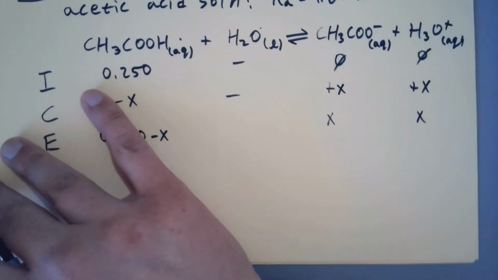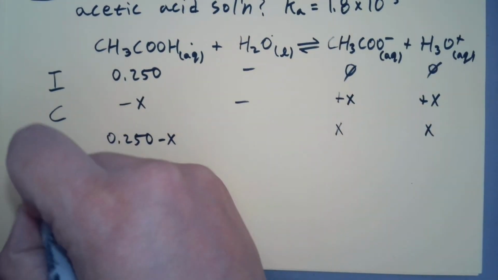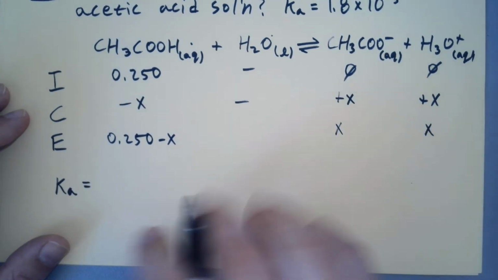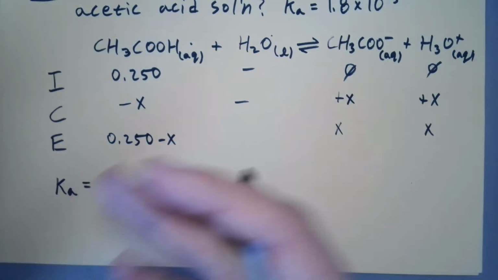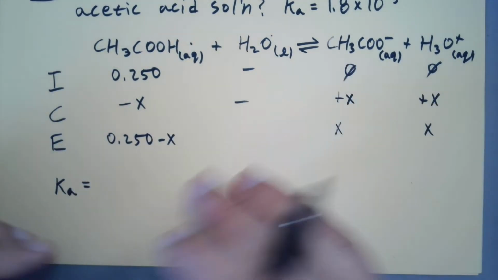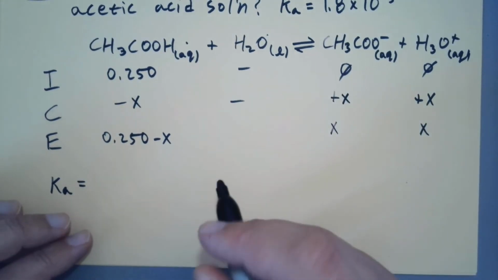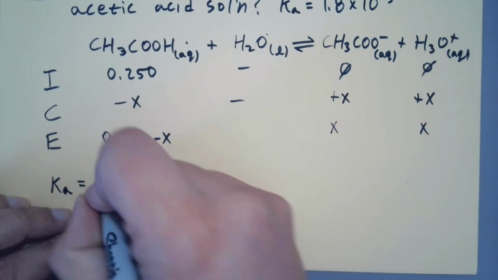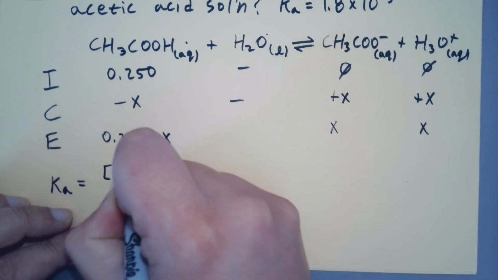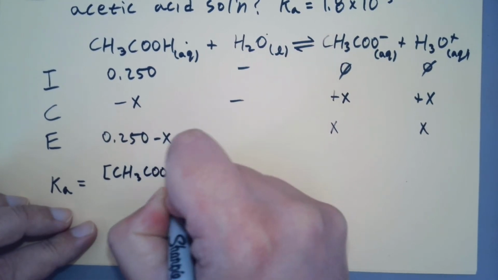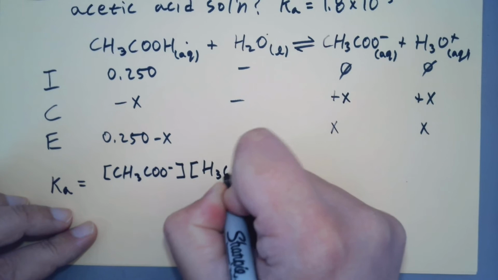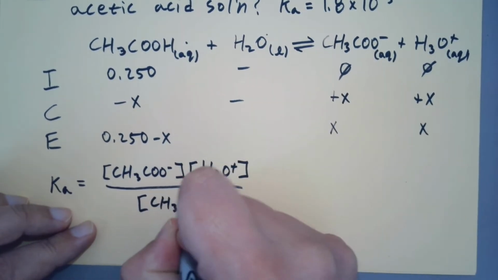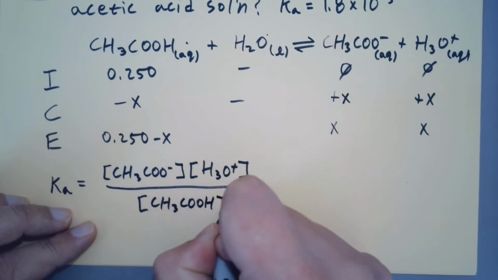Okay, and now I write my expression for Ka. So this is just like last week. A little different here. I just write Ka instead of Keq or Kc or something. Not the end of the world. And so what have I got? I've got this times this divided by this. So the concentration of CH3COO minus times H3O plus, divided by the concentration of CH3COOH.